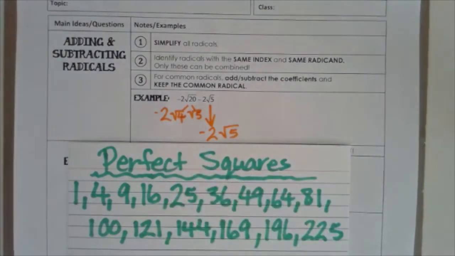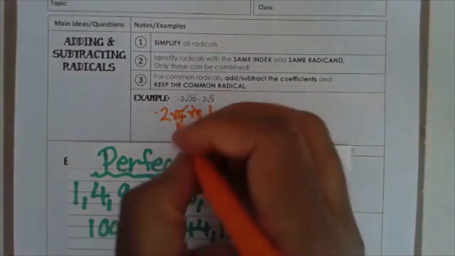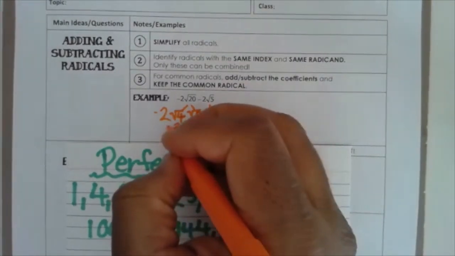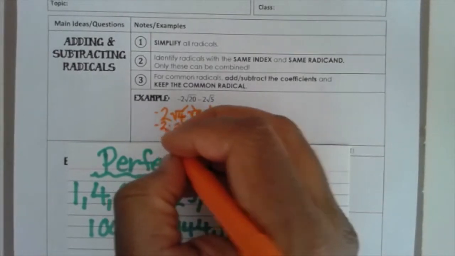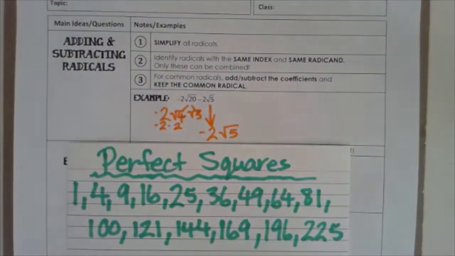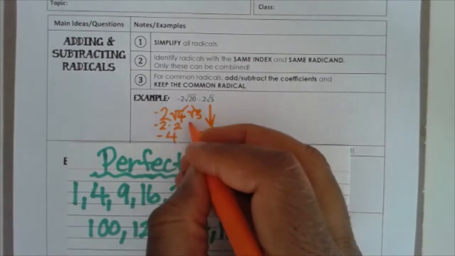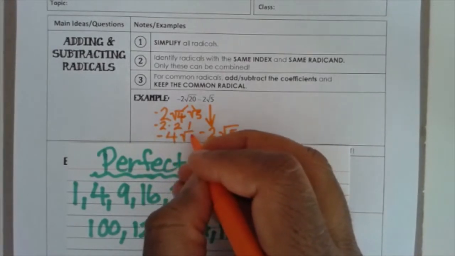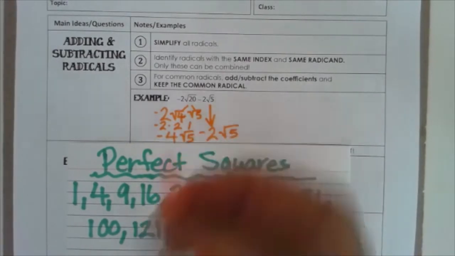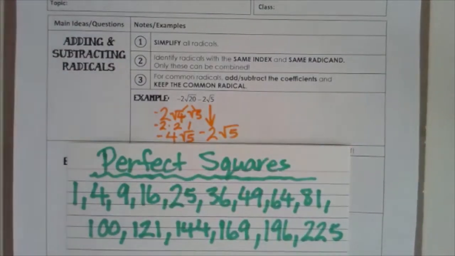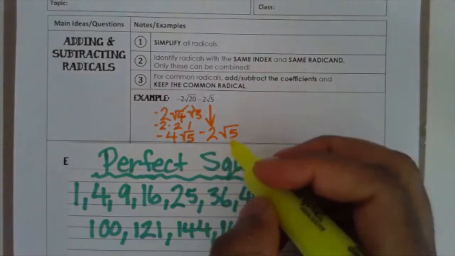So square root of 4 is just 2. And we're going to take that and multiply that by the number that was outside of the radical sign. So -2 times 2 is going to give me a -4. And then I can just bring down my square root of 5. Now, what you should notice is that under the radical sign, we have the same number.